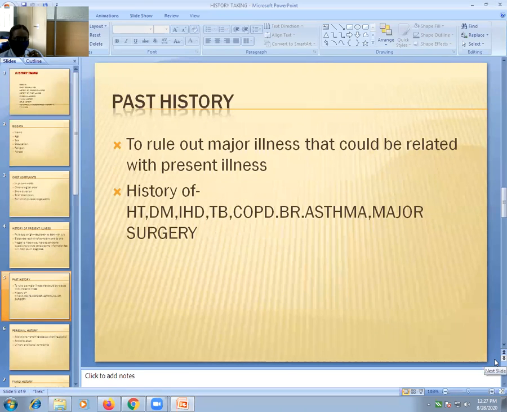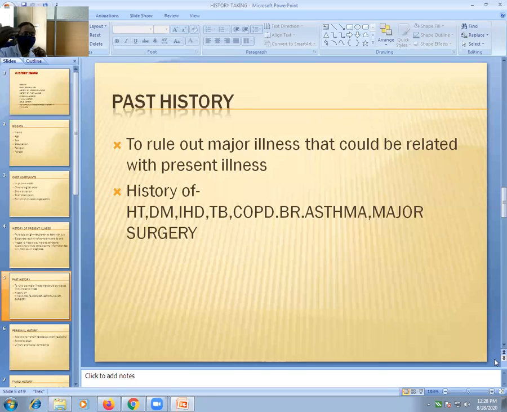Then past history. What is past history? Past history means whether the patient is suffering from any major illness. Keep in mind, it is only major illness, not minor illness like cold, typhoid, malaria. These are all minor illnesses. You have to rule out only major illness from the past history, that could be related to the present illness. What is the significance of asking that? Because many times the patient's present complaints are related to the past illness, or they are complications of the past disease. So many times patients' present illness complaints are related to the past illness.